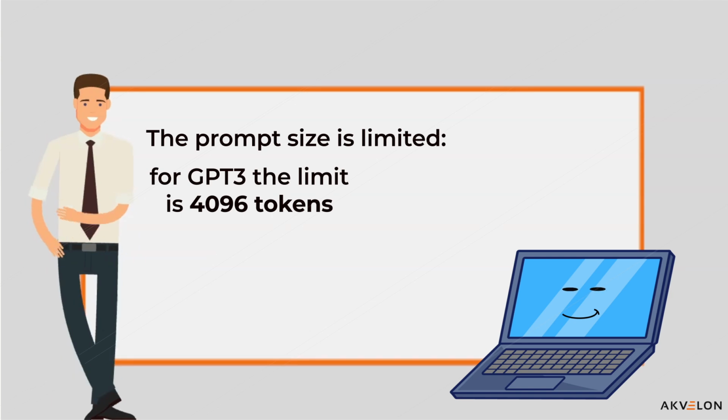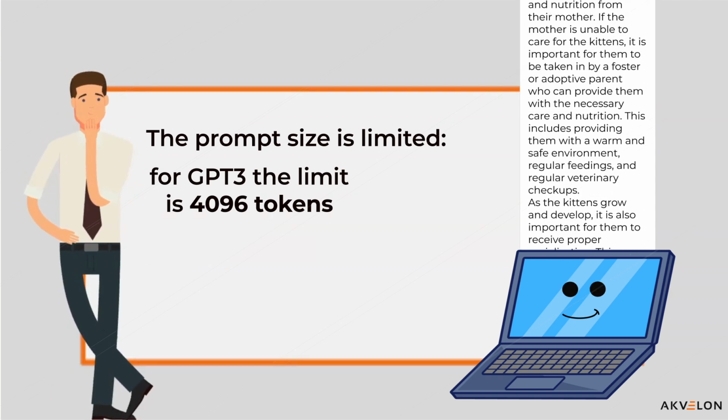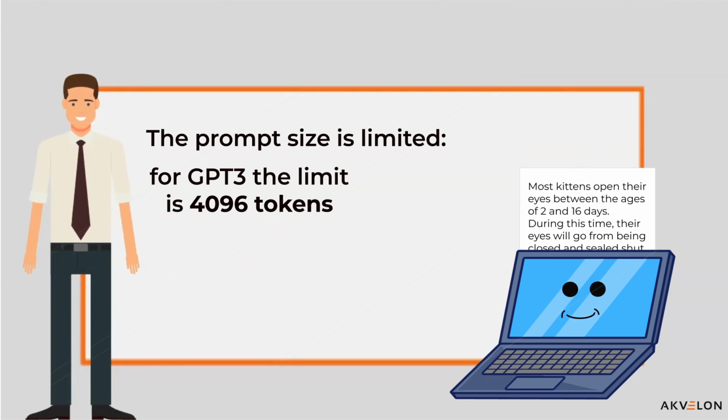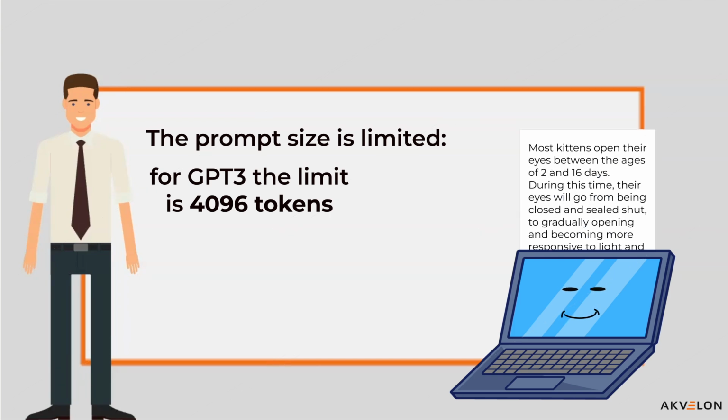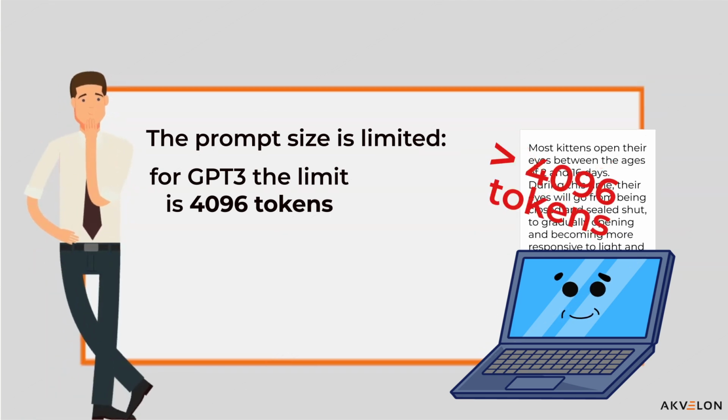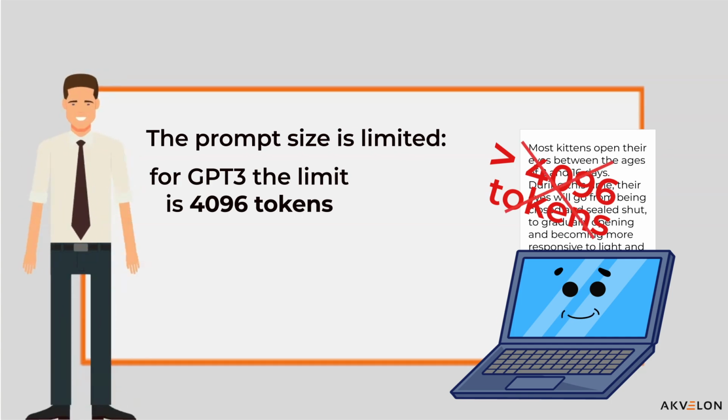The more examples you provide to the model, the better it will perform on your specific task. However, the prompt size is limited. In the case of GPT-3, the limit is 496 tokens, so you can't always put as many examples as you want.